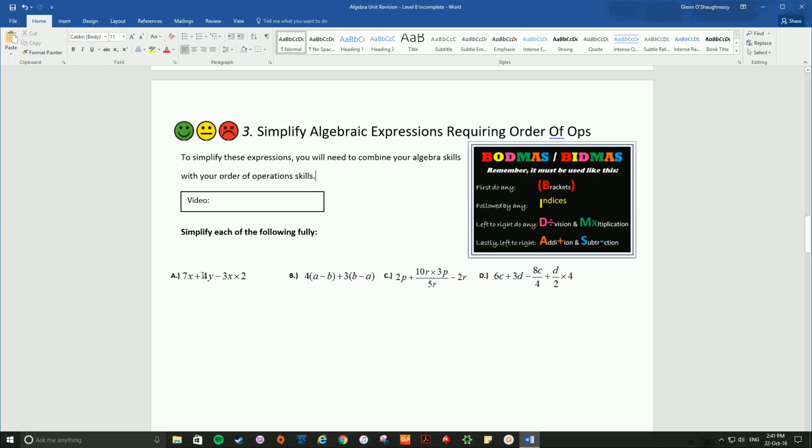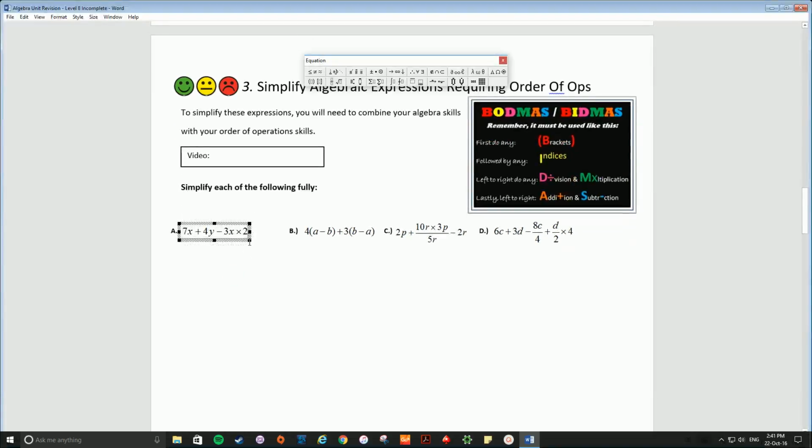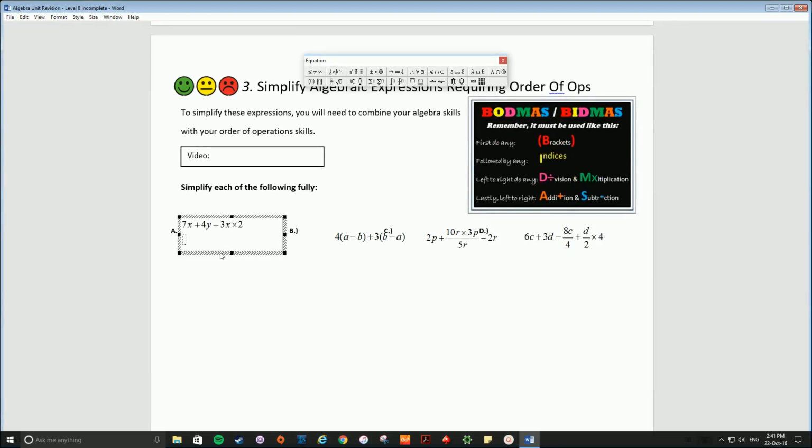So looking at example A here, we have 7x plus 4y minus 3x times 2. Okay, so you've got an addition, a subtraction, and a multiplication. Now, according to order of operations, you're going to need to do the division and multiplications before addition and subtraction. So a common mistake here would be to go ahead and combine the 7x with the negative 3x to make 4x, but that won't be correct. So what we actually need to do is jump in here and do the multiplication. So let's have a look at how that all works out.